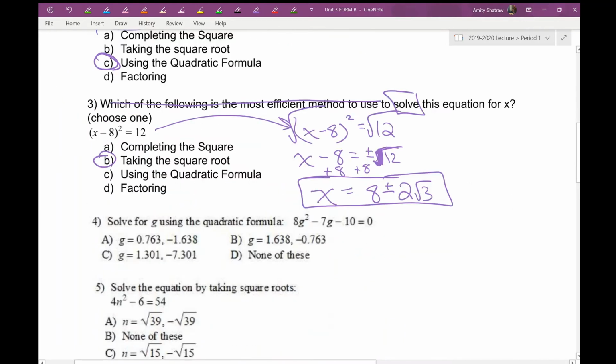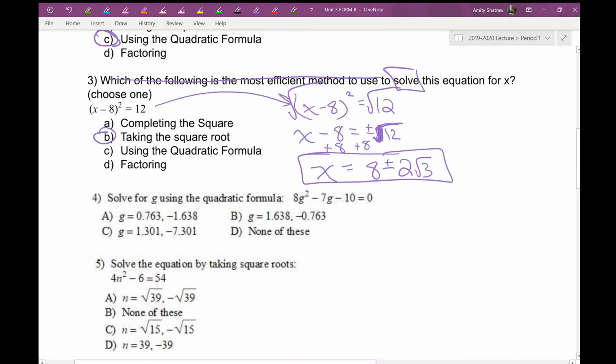So now, how about number 4? Well, I've mentioned just about every day of instruction how important these minus signs are, and many of you still left them off. The quadratic formula says that I can solve for my variable, which in this case is g.